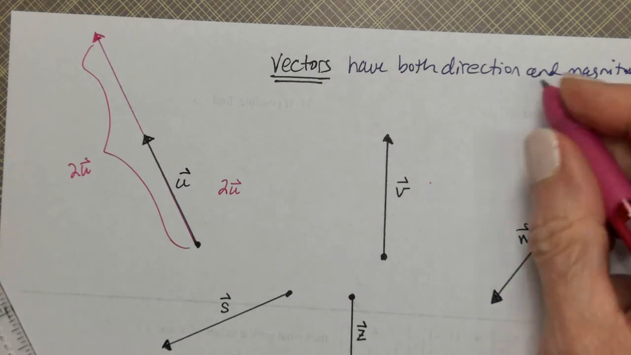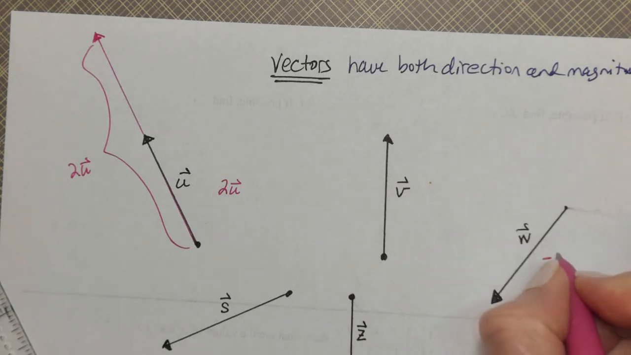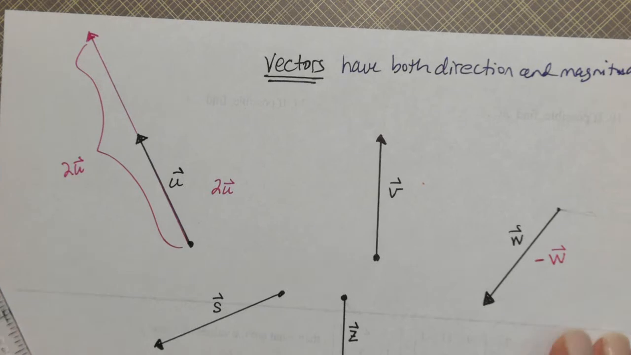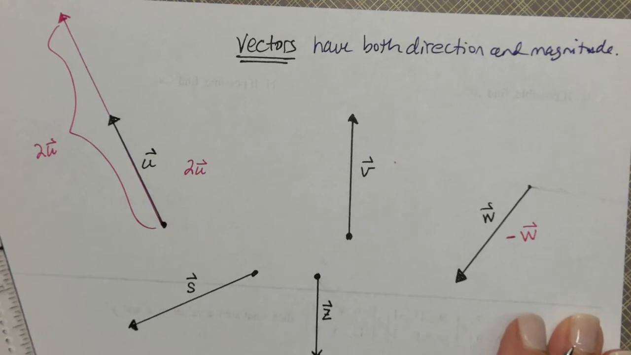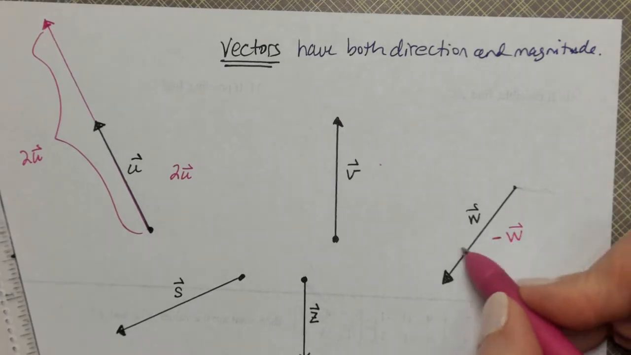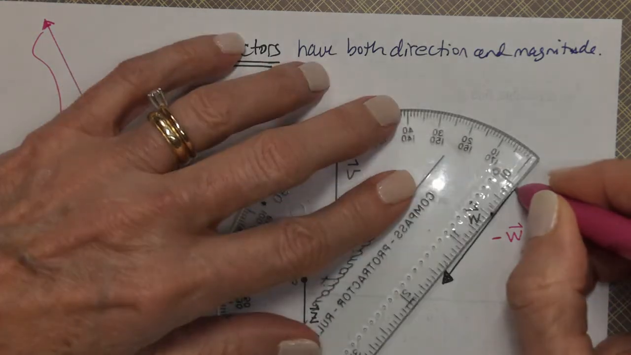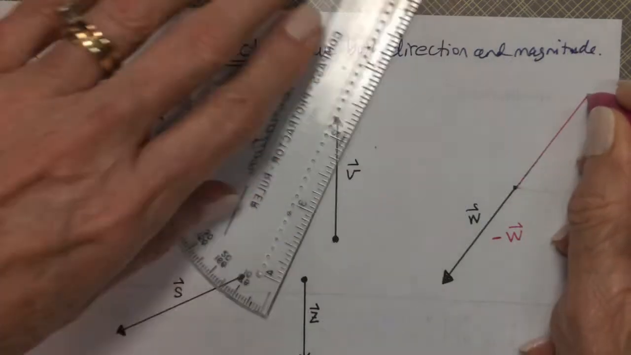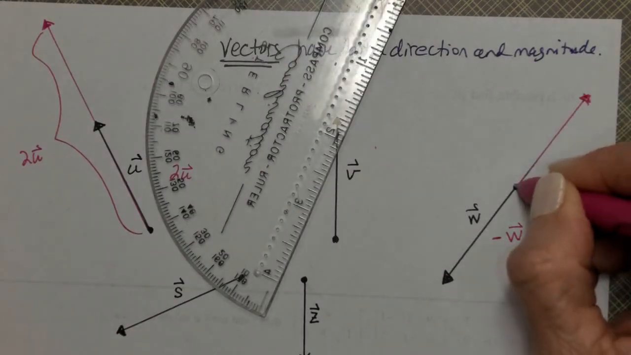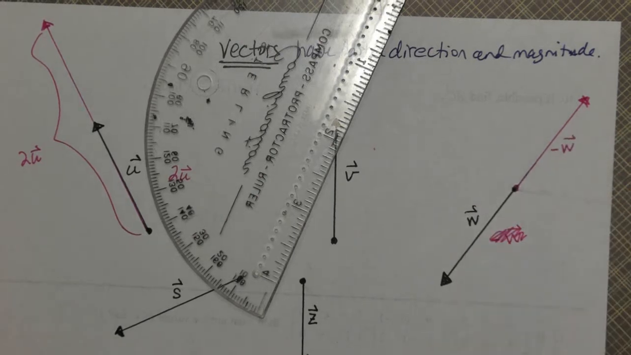Okay. What do you think over here? Let's do negative. What would negative 1 times w do, do you think? Negative 1 times w. Same direction but flipped. Same length but flipped. So how long is this? About 1.5. So I'm going to make that 1.5 this way. So negative w would be over here. So if this is w, then this would be negative w. Okay?